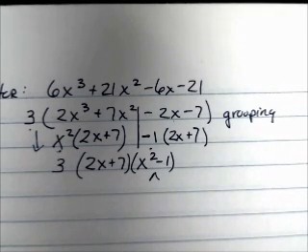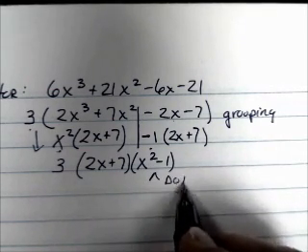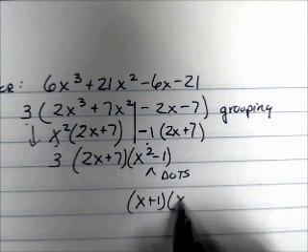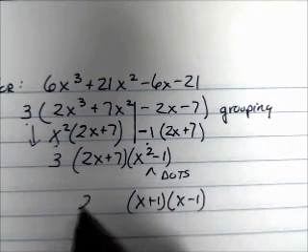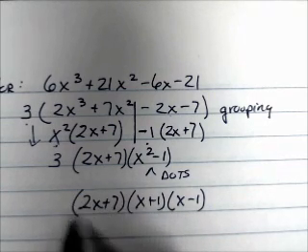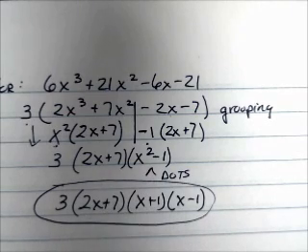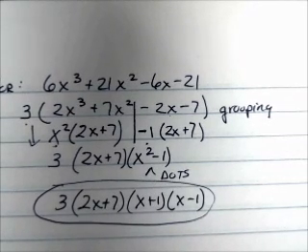One more factorization. This is the difference of 2 perfect squares. This factors into x plus 1 times x minus 1, bringing down the 2x plus 7 and the 3. So here is our complete factorization.